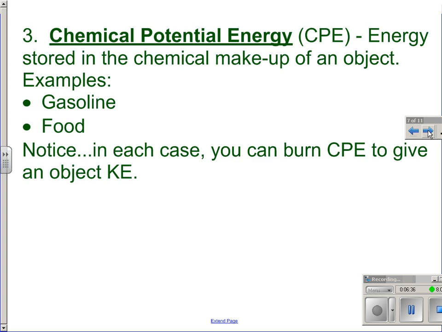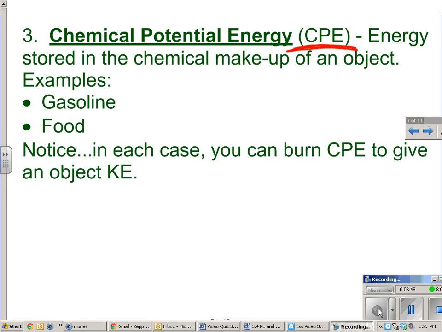Okay. Third type of potential energy we're going to talk about is called chemical potential energy, CPE. This is energy stored in the chemical makeup of an object. Easiest example would be gasoline, right? You put gasoline in your car, you're putting energy in your car, right? And you burn it, and it turns it into kinetic energy to make the car go, right? Another example would be food, right? You eat breakfast in the morning to give you energy to get through the day so that you can run around and whatever, learn and think and move and do the stuff you got to do.